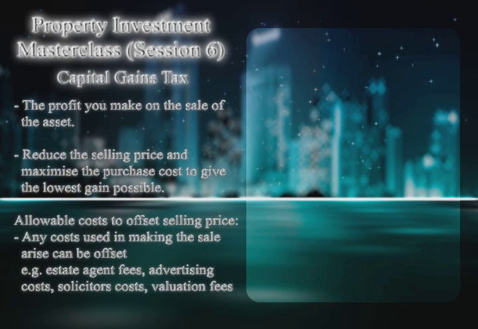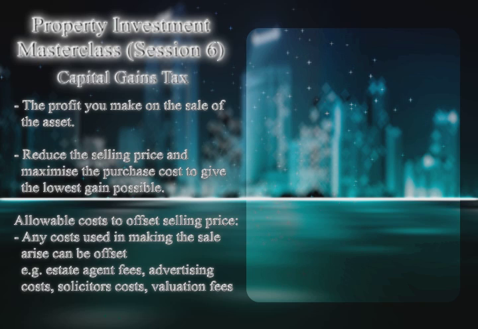Okay, so now you've got capital gains tax. Now that's all about the profit you make on the sale of the asset. So if you've bought an asset, as I said, for 100k and you've sold it for 200k, you've made 100k profit. Now what you want to do is reduce the selling price and maximize the purchase cost to give you the lowest gain possible. Now the allowable costs that you can offset against the selling price are any estate agency fees, any advertising costs, any solicitors costs, any valuation fees that you may have paid on the other side, any HIPS costs that you would have done to enable the sale, any cost involved in making the sale arise, you can offset against that selling price.